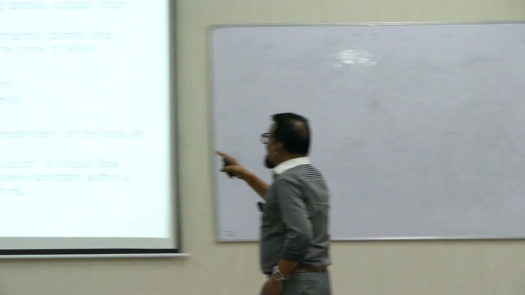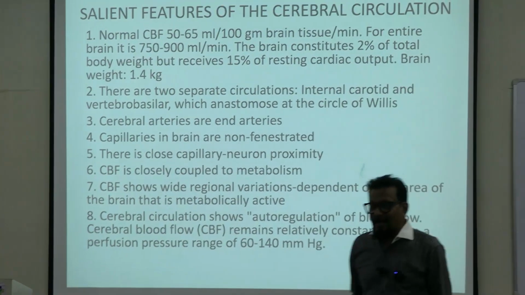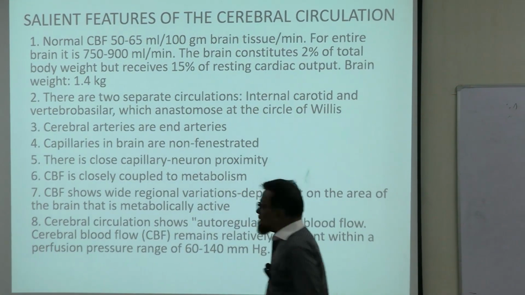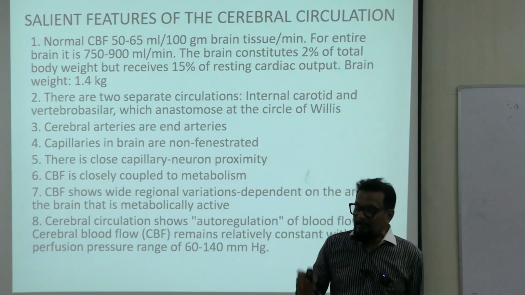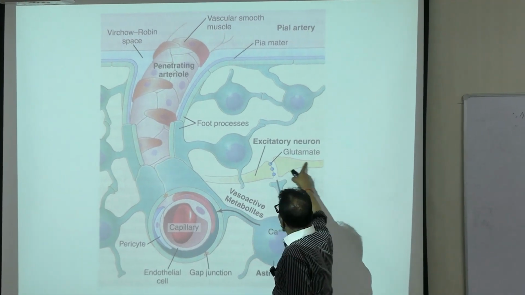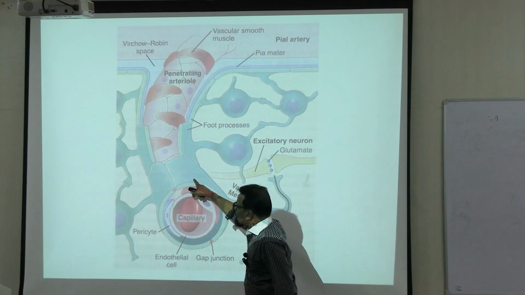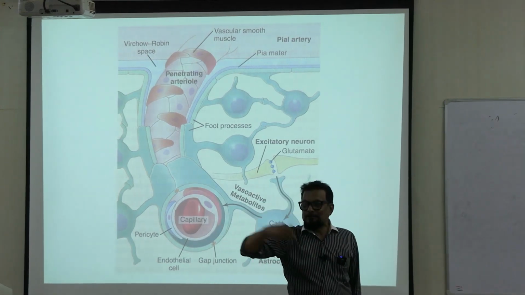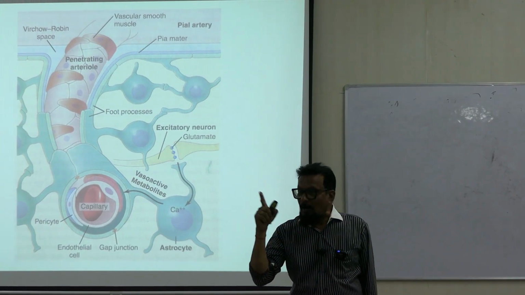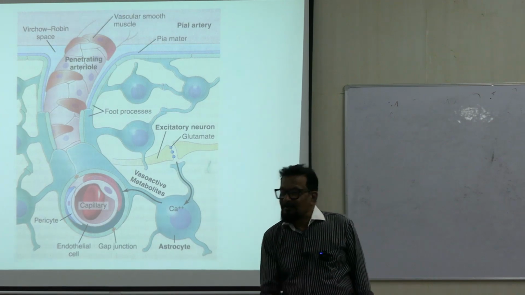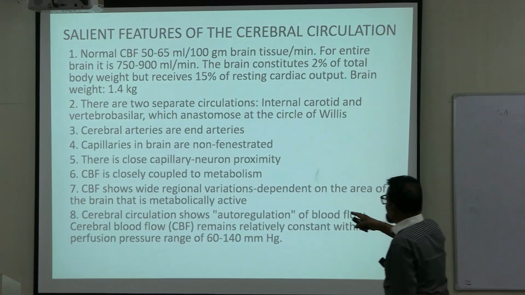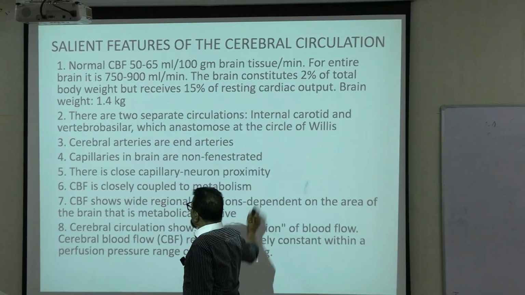Okay. Capillaries in the brain are non-fenestrated. I already told you they are non-fenestrated. And there is close capillary neuronal proximity. See in the previous diagram, this is the neuron, this is the sinus, very close to the capillary. In other organs, you would not find this sort of close proximity of the neurons to the capillaries. So this is another important feature, capillary neuron proximity.